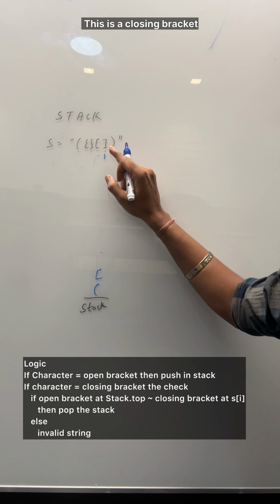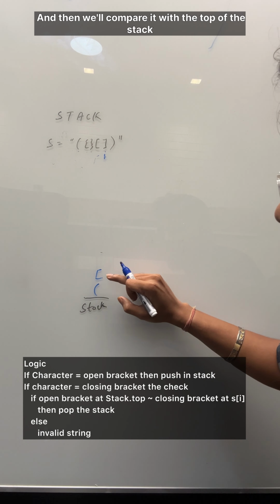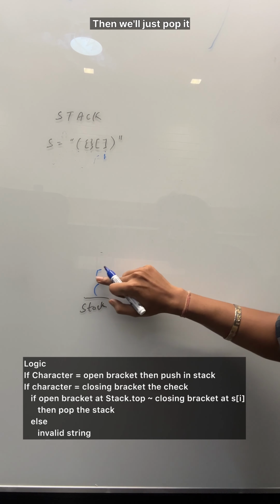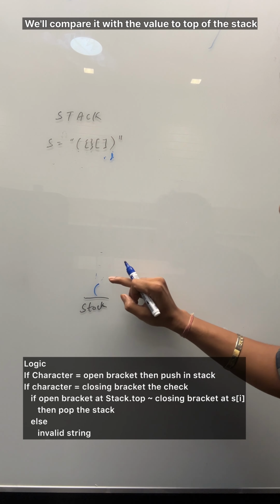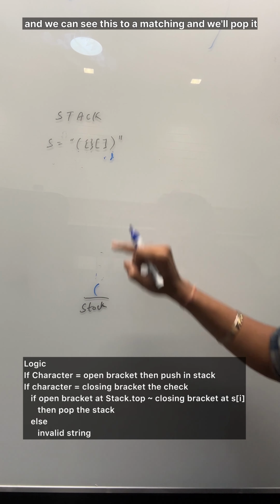Again, we'll see this is a closing bracket, and then we'll compare it with the top of the stack. These two brackets are matching, so we'll just pop it. We'll move i further. We have one other closing bracket, we'll compare with the value at the top of the stack, and we can see these two are matching, so we'll pop it.